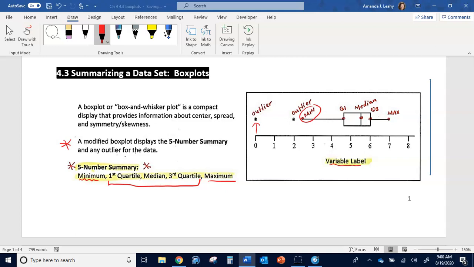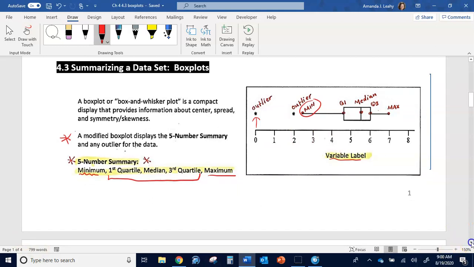The other thing we see is we have a box that runs from quartile 1 to quartile 3. That is the middle 50% of the data, which also gives us our interquartile range. The median is drawn as a single line in the middle of the box, and then we have a whisker out to our maximum value here. So this is what a very nicely constructed box plot tends to look like.